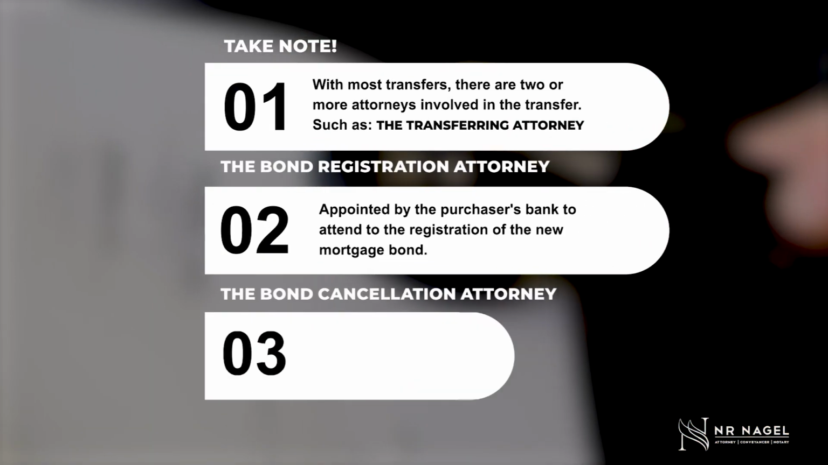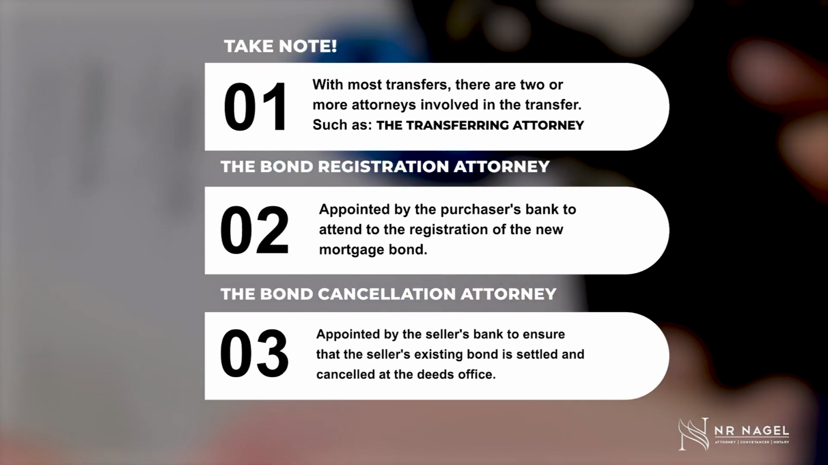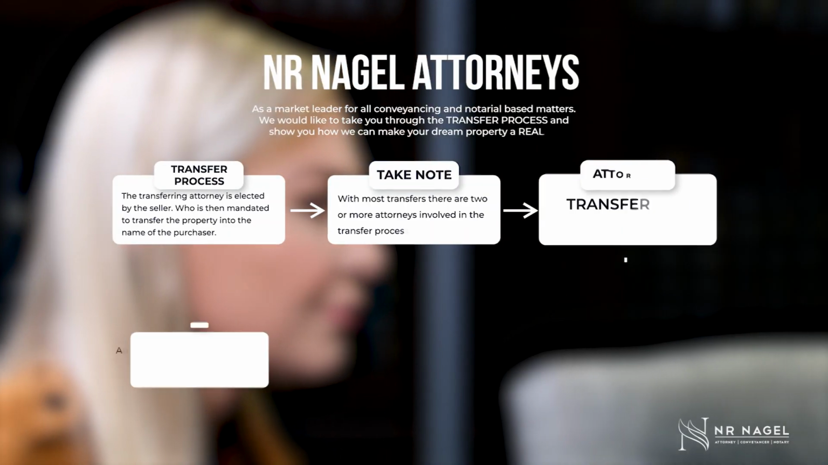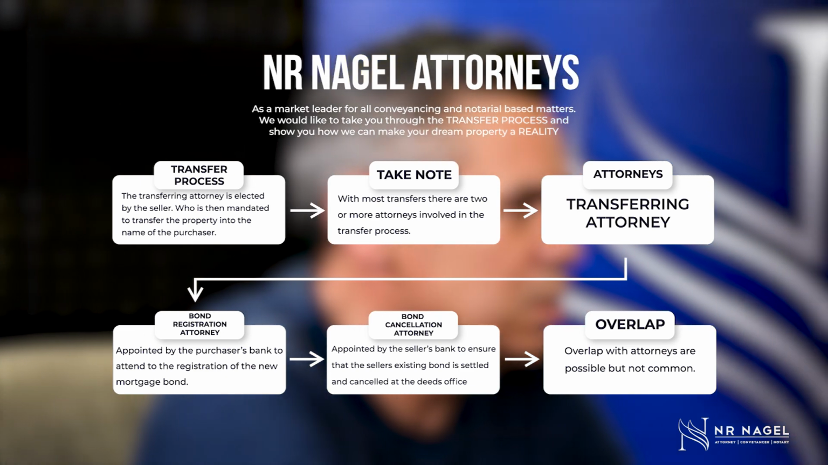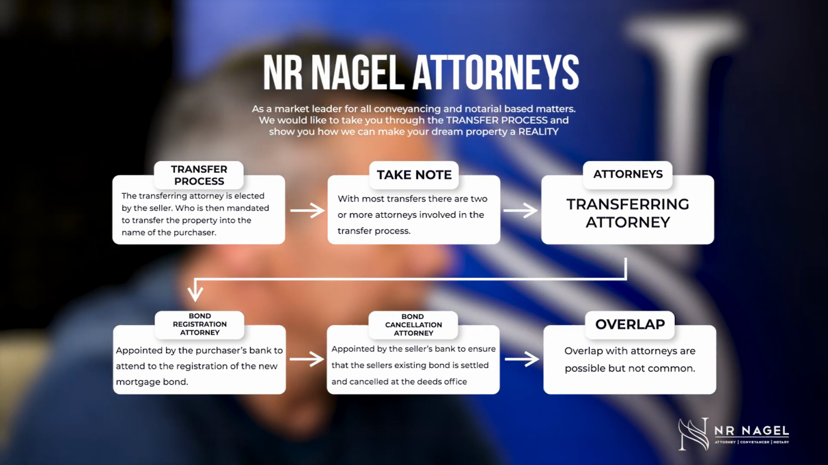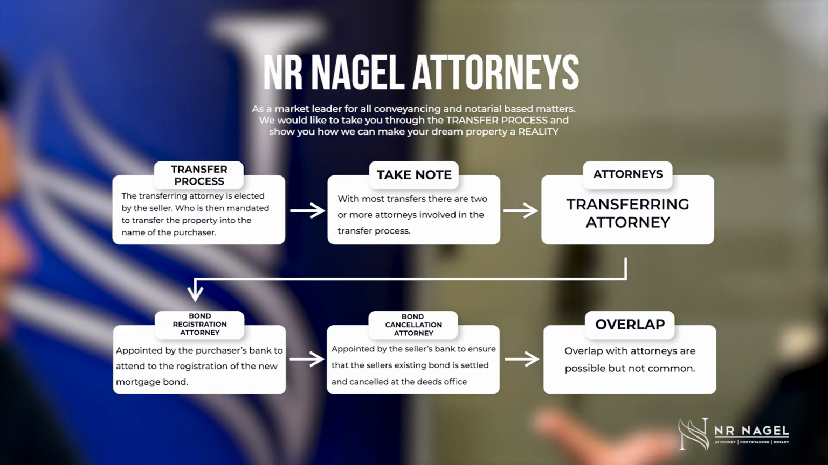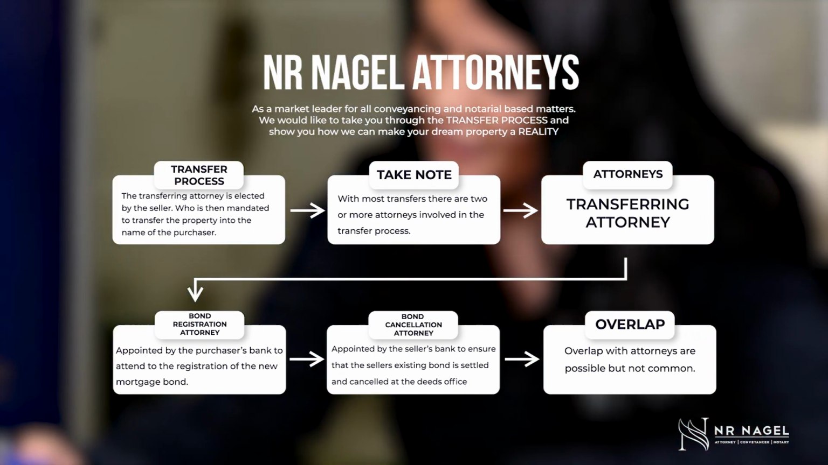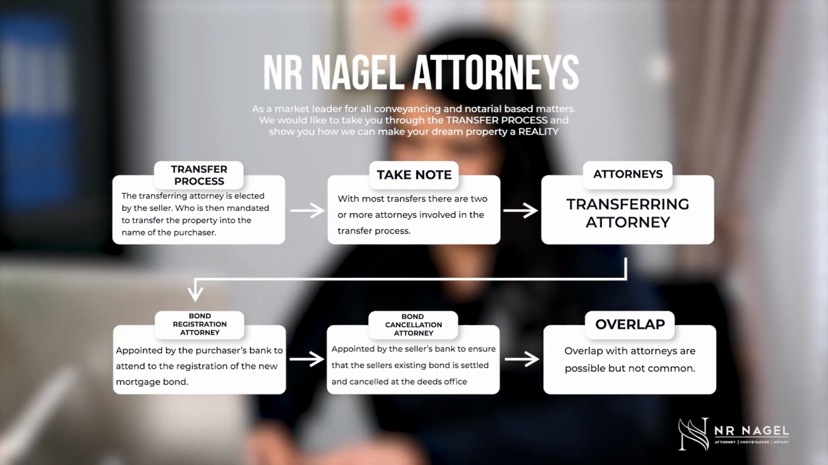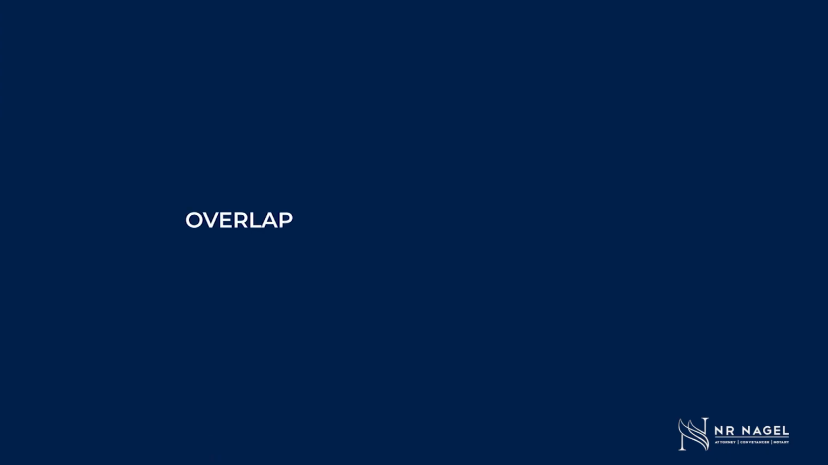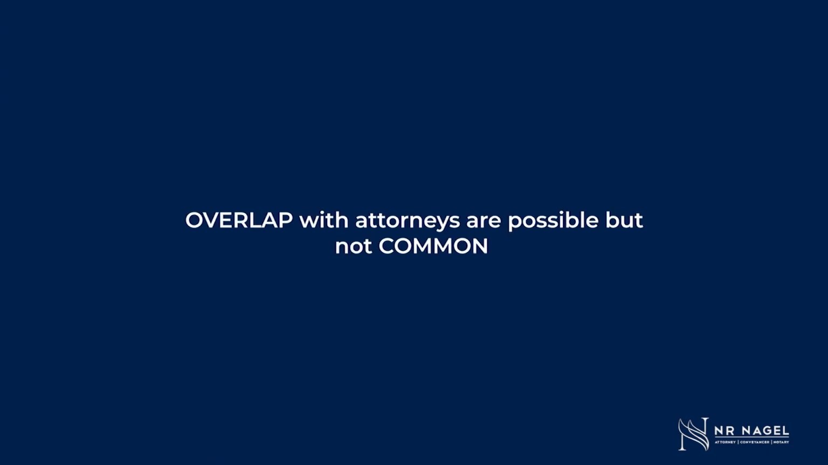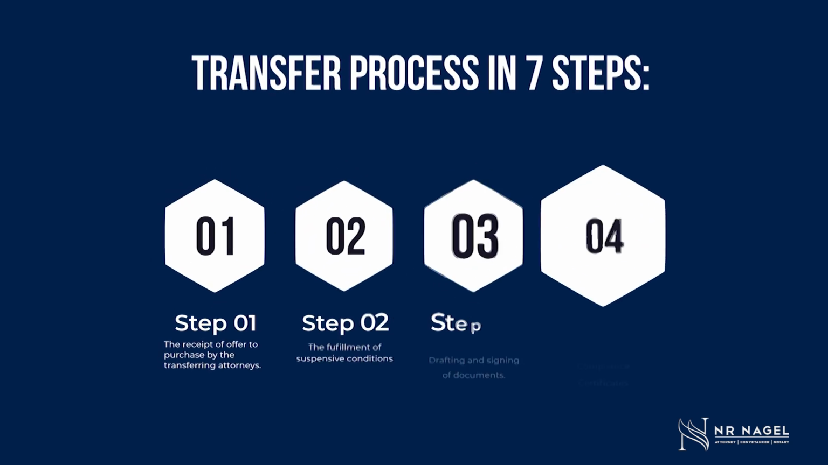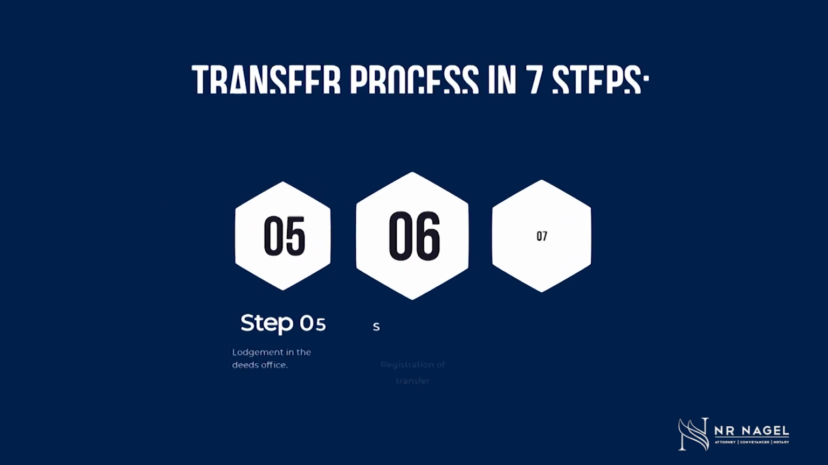It is important to note that in most transfers, there are 2 or more attorneys involved in the transfer process. The transferring attorney, the bond registration attorney appointed by the purchaser's bank to attend to the registration of their new mortgage bond, the bond cancellation attorney appointed by the seller's bank to ensure that the seller's existing bond is settled and cancelled at the deeds office. Overlap between these attorneys are possible but not common. The transfer process can be roughly summarized in 7 steps.